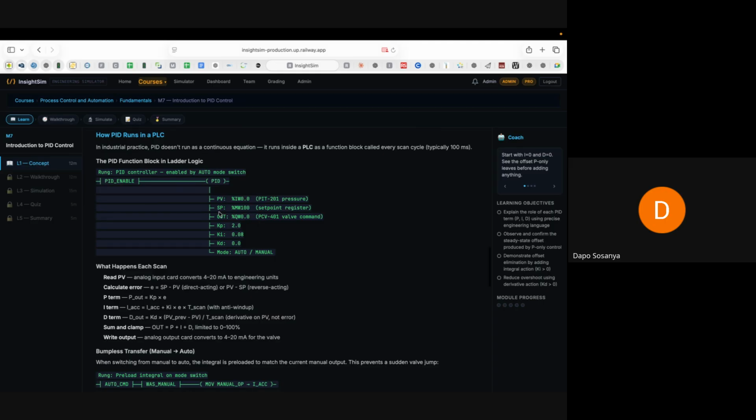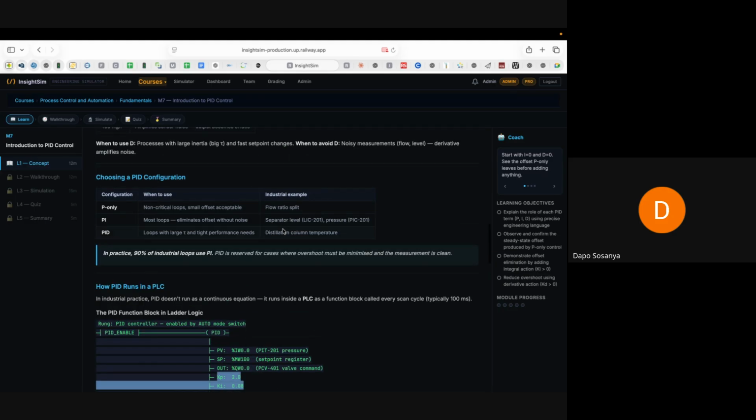These are the parameters. So you can see your PV, your SP. This is your output. This is actually your MV, right? This is your KP, the proportional term. So you set it as 2, the KI as 0.08, and then KD as 0.0. So in this instance now, they are just using the PI. They are implementing the PI control, right? Because they set KD to 0.